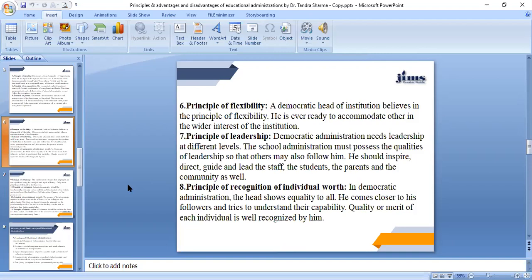He should recognize that certain teachers are very well in classrooms, but there are some who achieve outstanding success in co-curricular activities. Such merit should also be recognized.